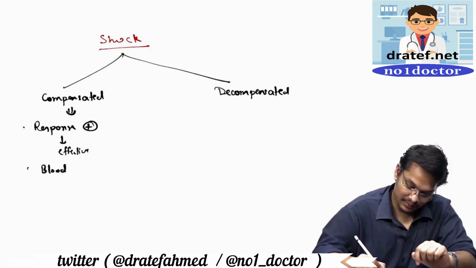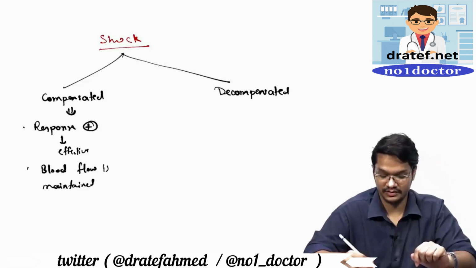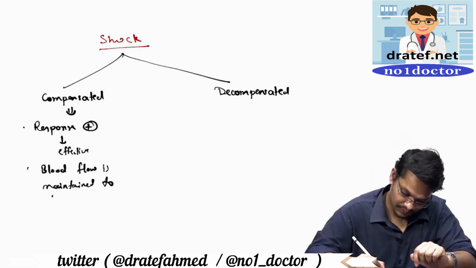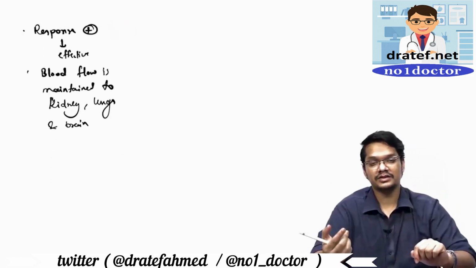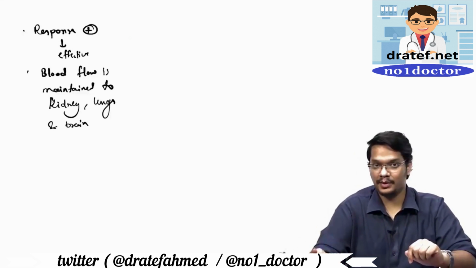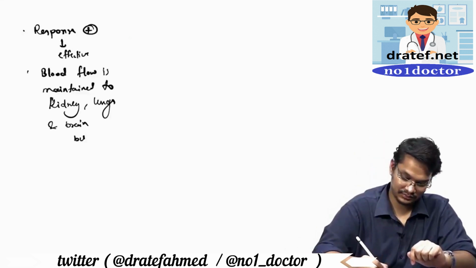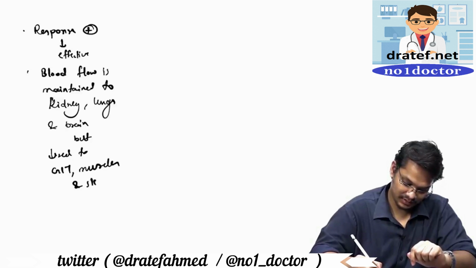Blood flow is maintained to the vital organs. So, to kidney, lungs, and brain. But to the other organs, which are muscles, GIT, and skin, the blood flow is reduced.